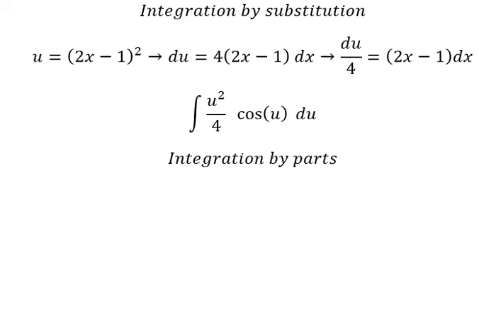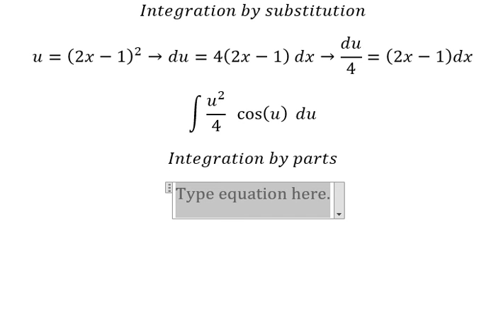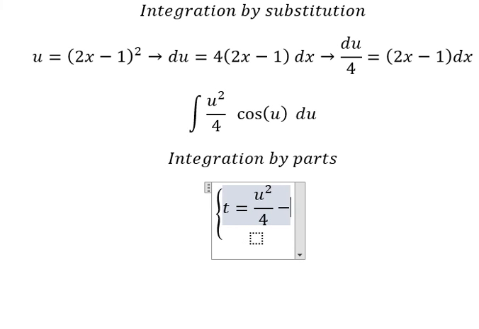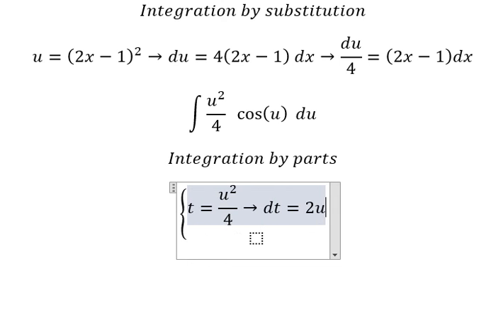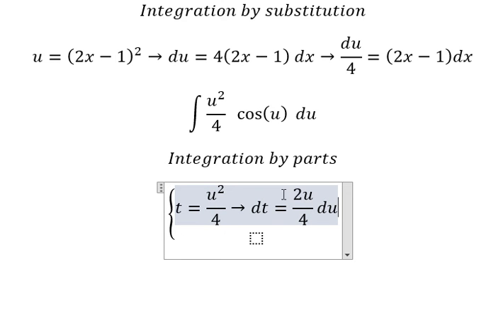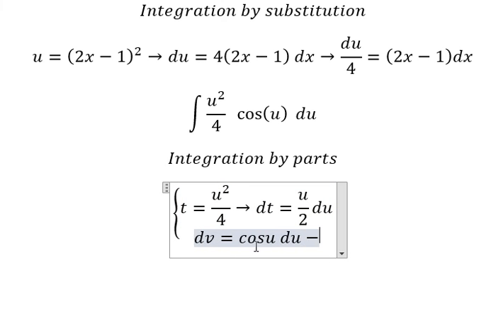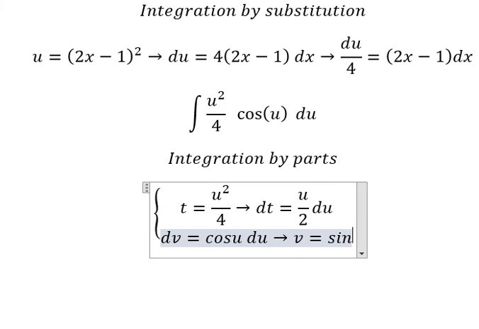So I will put t, so t equals this one. Later, we need to first take the derivative of both sides, and we have it like this. Number 2 divided by number 4, we have u over number 2. dv, that is cosine u du. The integration of this one, we have sine u.